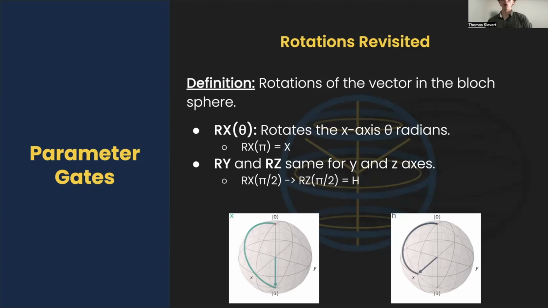So we have Rx, for example, which takes two parameters: the qubit we're applying it to, and theta, the angle in radians that we're rotating around the x-axis. You can imagine that if we said Rx of pi radians, where pi radians is equivalent to 180 degrees, this gets us back to the X gate that we talked about before. So you can think of the X, Y, Z, and H gates as special versions that are used a lot, which is why they have their own function in Qiskit, but special versions of these more general rotation gates.